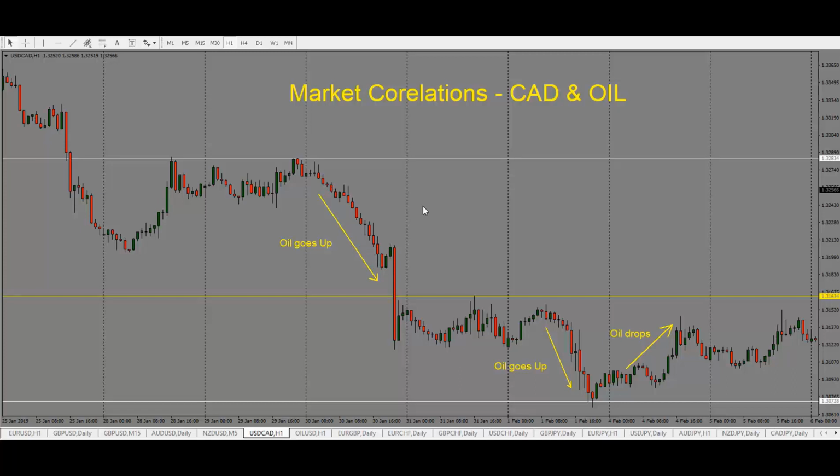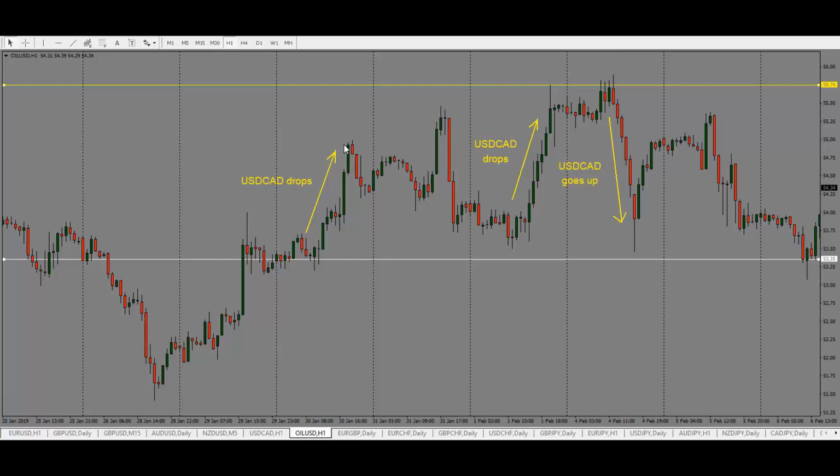Now, do keep in mind that this will be impacted by US dollar as well. So you may want to go to the other charts and take a look at what's going on with other US dollar pairs as well. So we do not want to get in front of really strong or really weak dollar. But overall, though, it's a good idea to take a look at what oil is doing and trade Canadian dollar based on that. So have a view of both of those, because as we see in this example, as oil goes up, dollar CAD drops. As oil goes up again, dollar CAD drops. As oil drops here, dollar CAD will go up.